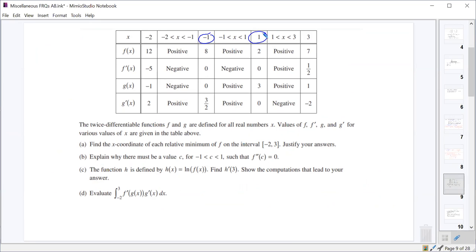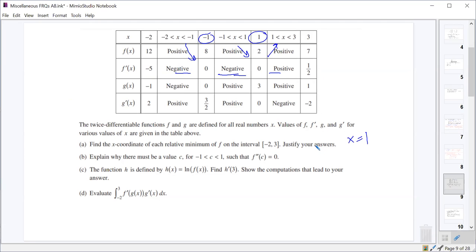And then what do we need to happen? We need to have a sign change. So at negative 1, the derivative goes from negative to negative, no sign change. But at 1, the derivative goes from negative to positive, which means we have a sign change. It should be a minimum because the function f goes from decreasing to increasing there. So we have a minimum at x equals 1.